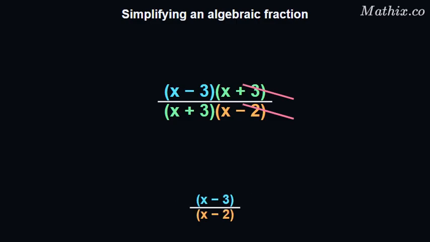The common factor x plus 3 cancels from the numerator and denominator. The simplified fraction is x minus 3 over x minus 2.